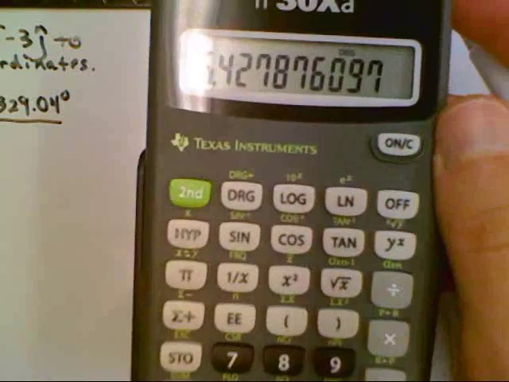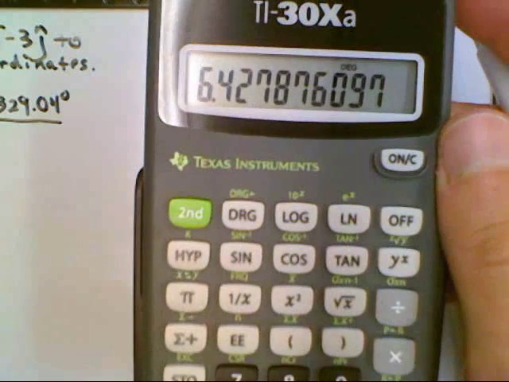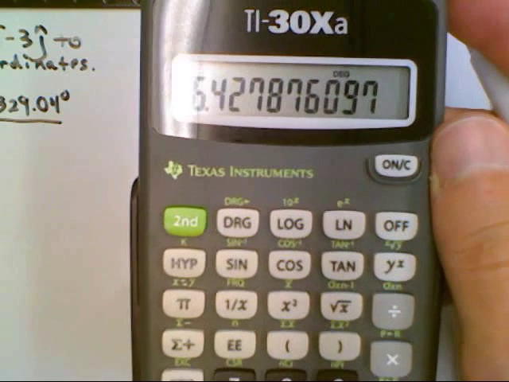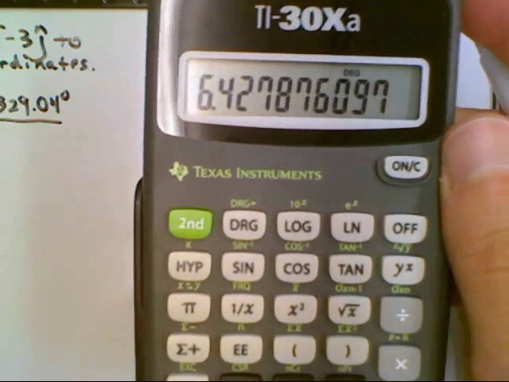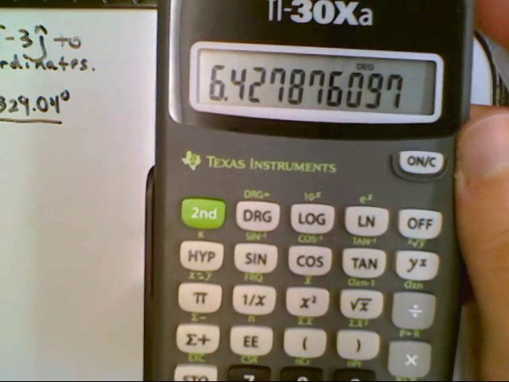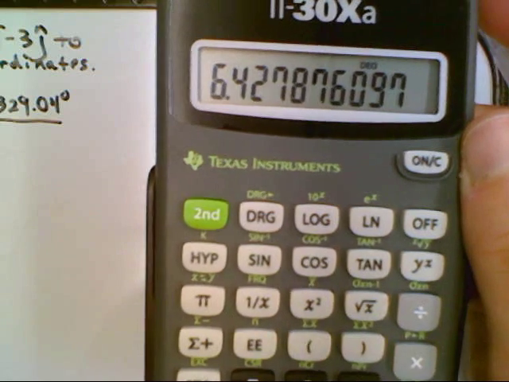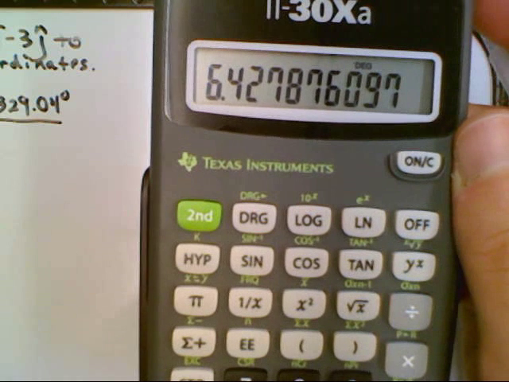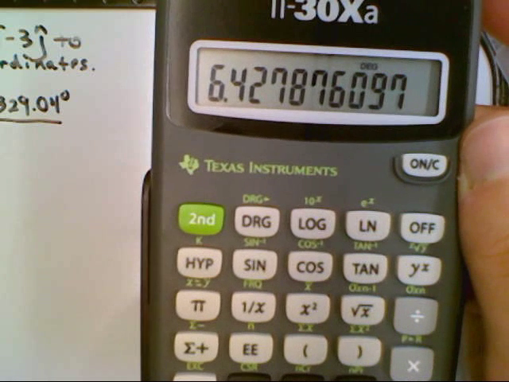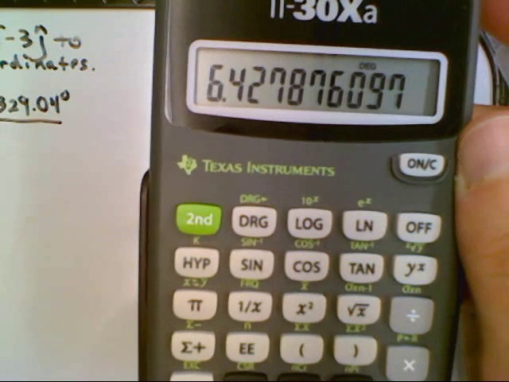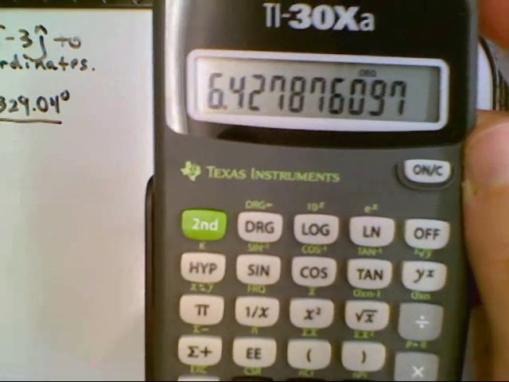So going from polar to rectangular: radius plus angle, second, polar to rectangular. That gives you first the I coordinate, then second X to Y to get the J coordinate.